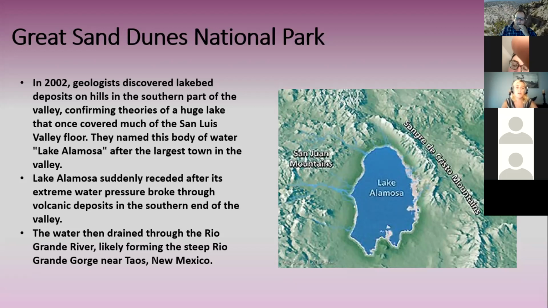They named this body of water Lake Alamosa. And what happened with this lake is that it suddenly receded after extreme water pressure broke through the volcanic deposits in the southern end of the valley. The water drained through the Rio Grande River, likely forming the steep Rio Grande Gorge near Taos, New Mexico.